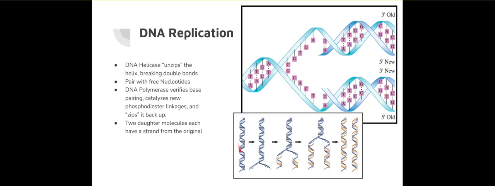So here you see the DNA starts to unzip. It starts to create the complementary strand with this. And then that continues as it unzips. And then you end up with two strands that are identical to this original one. Any questions there?